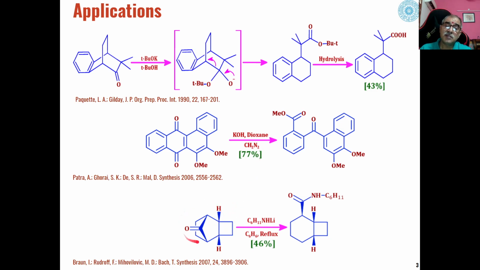Similarly, in these types of bicyclic ketones, in the presence of a strong base like this one, aminocyclohexane, this will act as a base or a nucleophile which will attack this carbonyl, and we will get these types of carboxylic amides as the product through the Haller-Bauer reaction. So these are a few of the examples of this reaction which are very important.